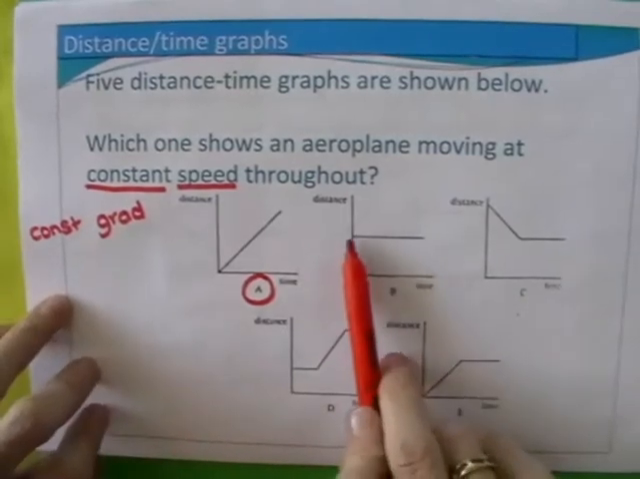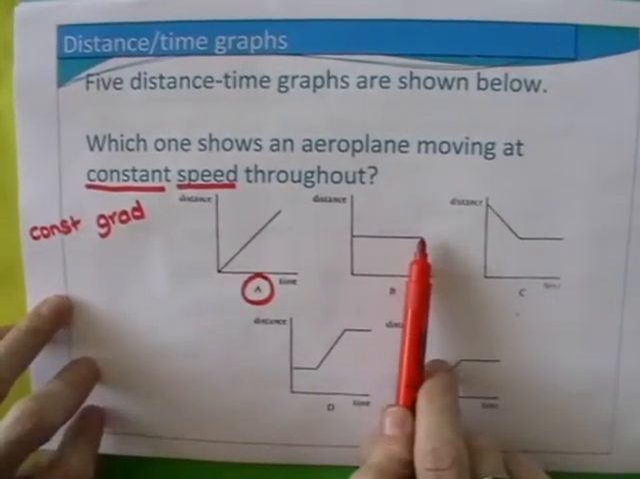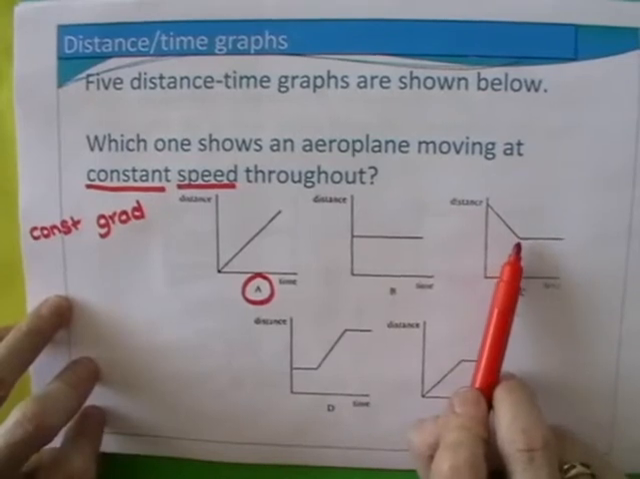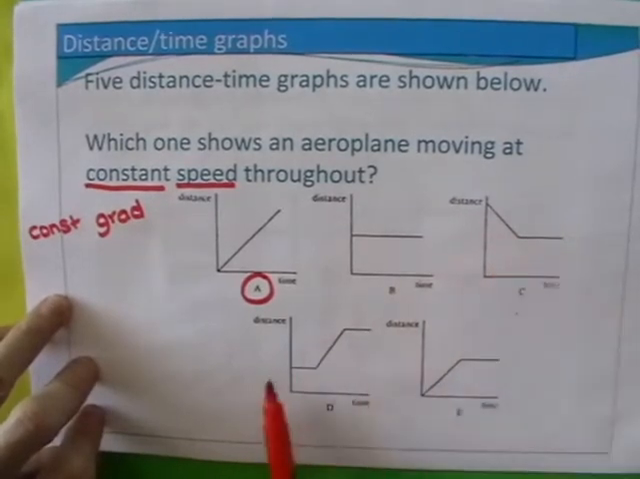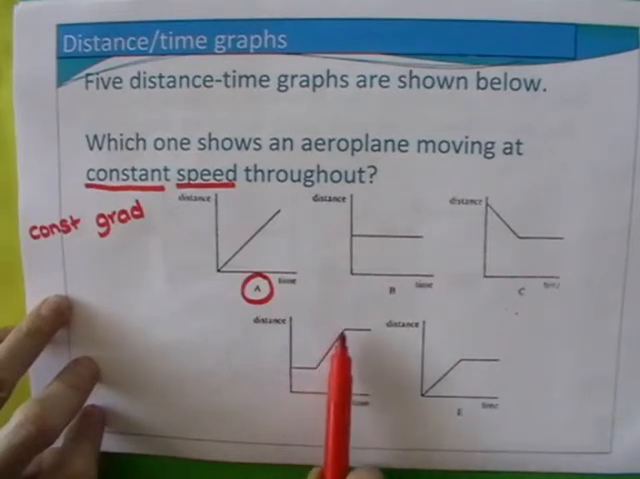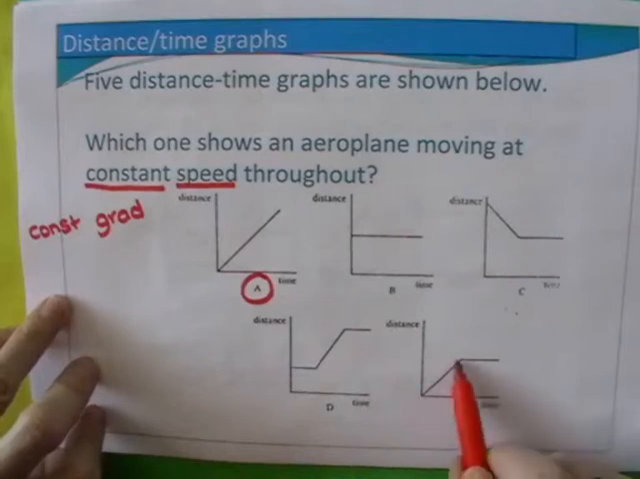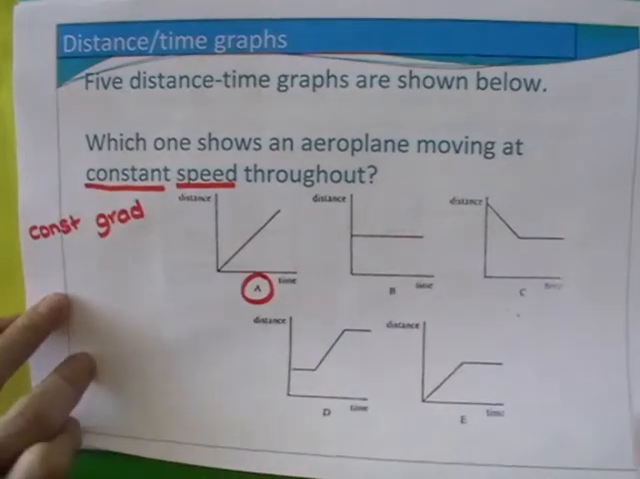This one is just showing that the distance is staying the same. This one is showing you that distance is decreasing, and then it's staying the same. Distance staying the same. Distance increasing, meaning there's a constant velocity there, but then the distance is staying the same.